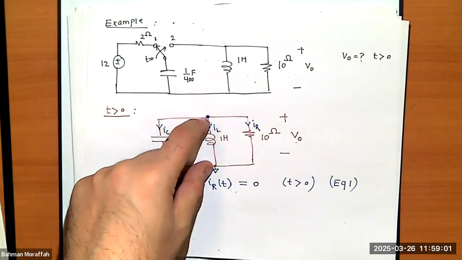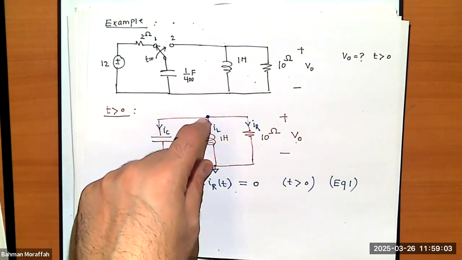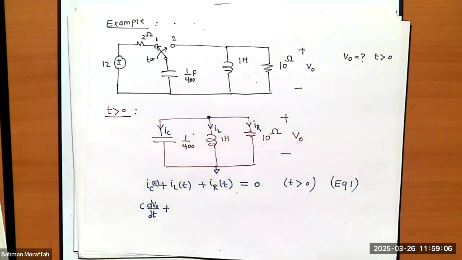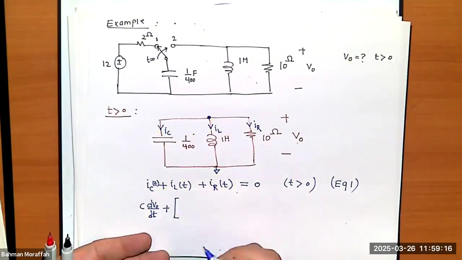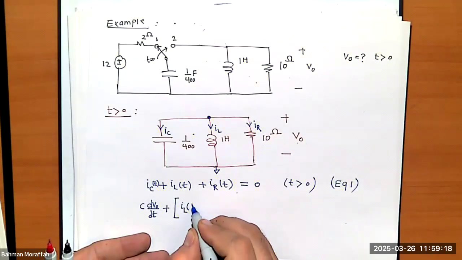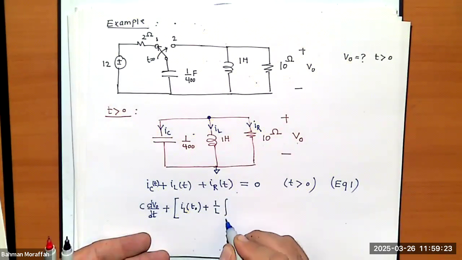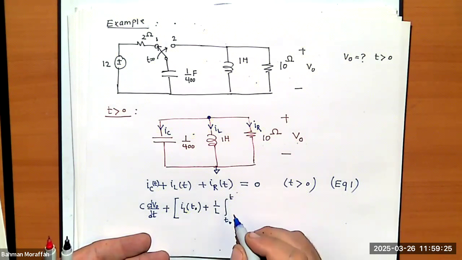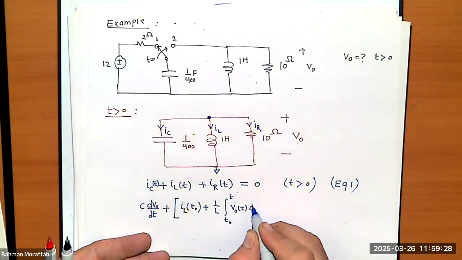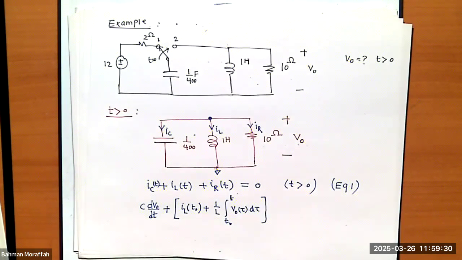Do you agree voltage across this inductor is also V? What is the relationship between I and V? It's that integral that we have, right? So this is plus IL at some time t naught plus 1 over L integral from t naught to t of V out tau d tau. Right? So far, you with me?